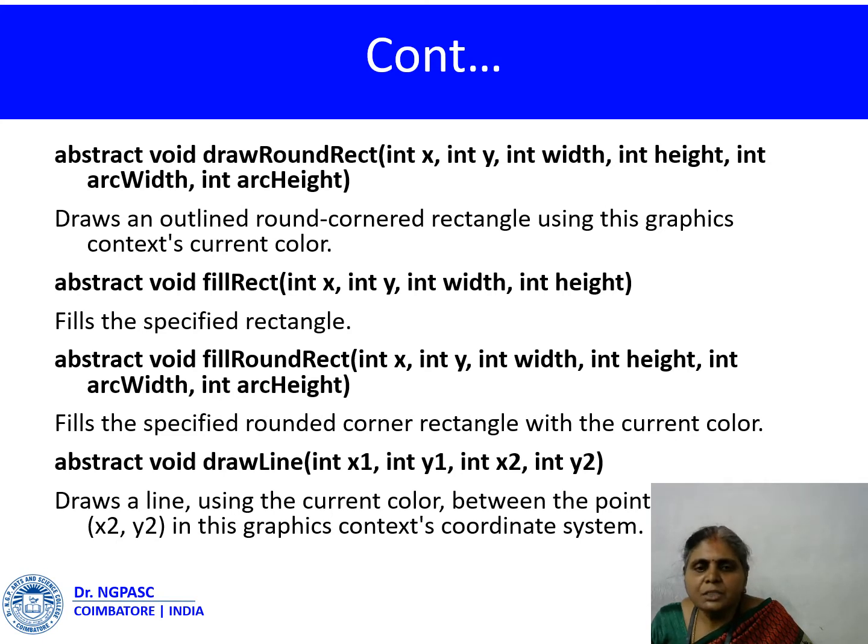Then the next method will be the drawLine method, which is a very basic method, very useful for drawing lines in your applet. While talking about a line, the parameters are going to be the starting point and the ending point. Here the starting point is x1, y1 and the ending point is x2, y2. So a line from x1, y1 to x2, y2 will be drawn.